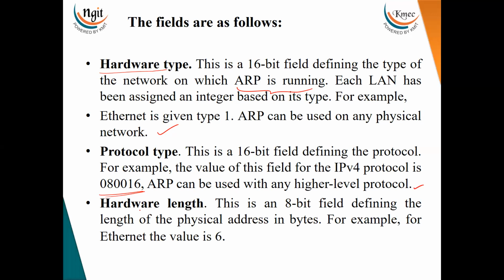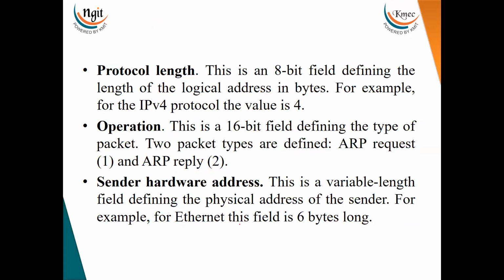The next one is the hardware length. This is an 8-bit field that defines the length of the physical address in bytes. For example, the Ethernet value is 6. Next is the protocol length. This is an 8-bit field defining the length of the logical address in bytes. For example, for the IPv4 protocol the value is 4.